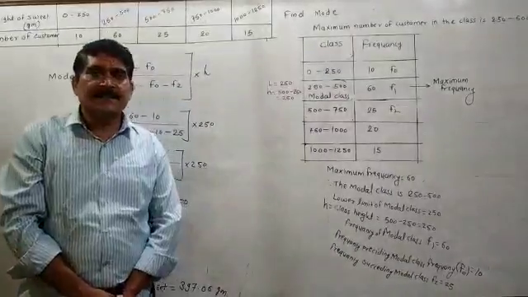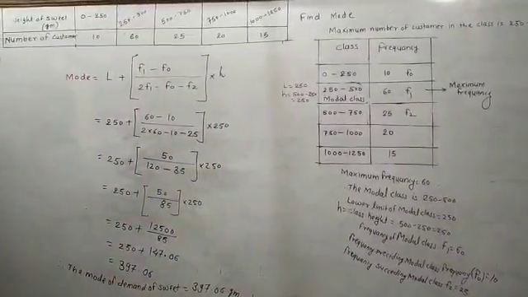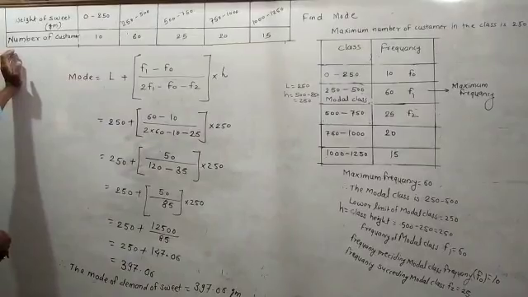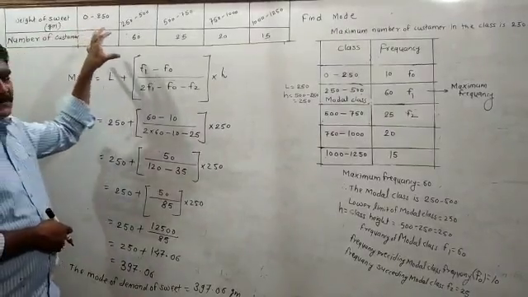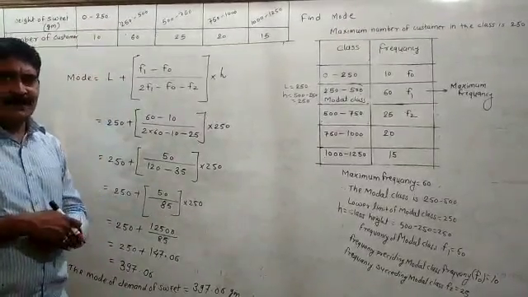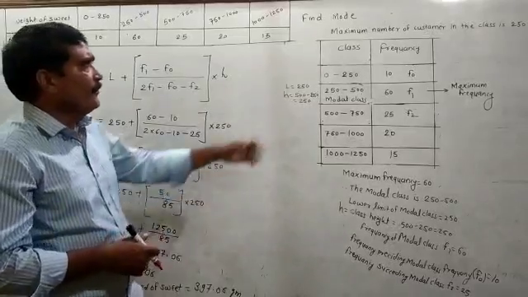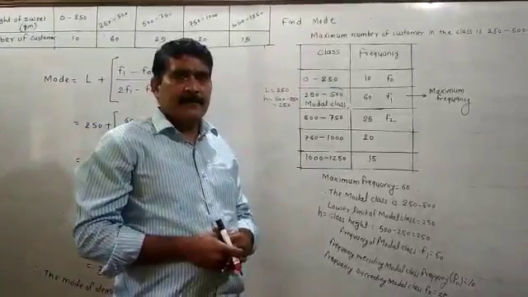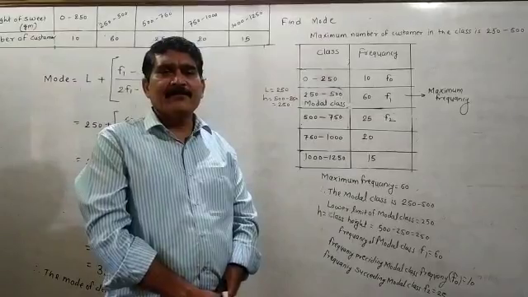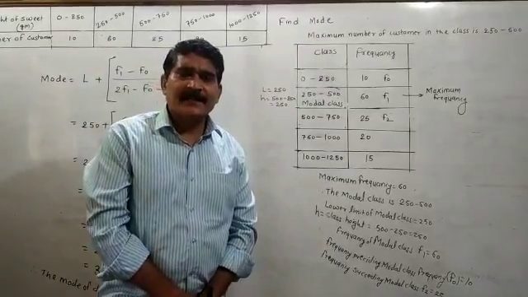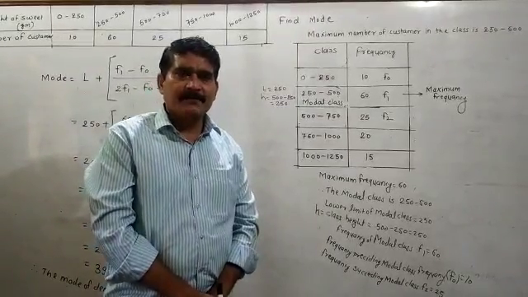Set 6, example number 8. This is the data about the demand for the sweet and the number of customers. According to that, you have to find out the mode. Already we saw how you have to find out the mode. You have to observe the data. You have to first find out the maximum frequency.